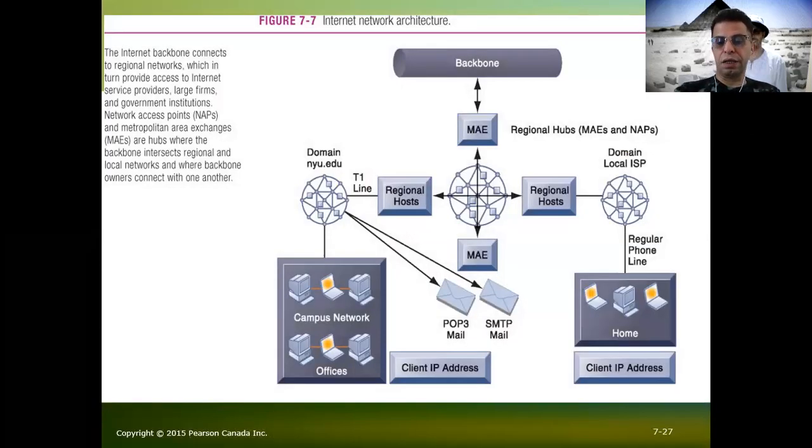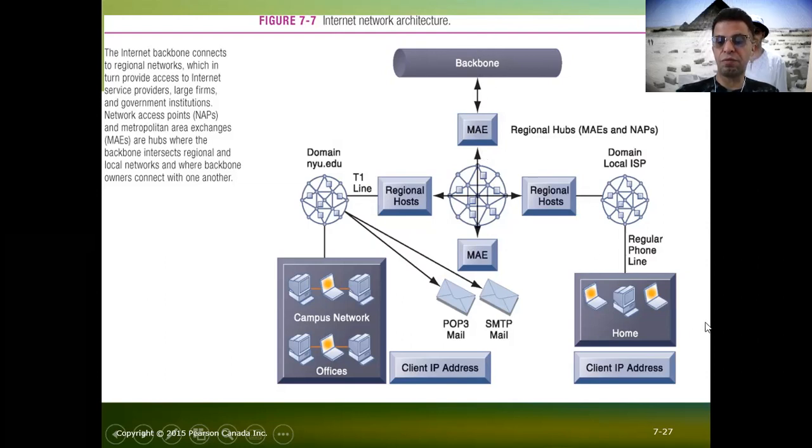Now, what's a backbone? The backbone is basically the system that connects you to the rest of the world outside your setup. It could be an individual, a company, or an organization connecting to the outside. That's the backbone. Here you might have a campus network with clients connected to a certain domain, and the domain goes through the T1 regional hub and then host, and then it goes to the rest of the internet, and vice versa.